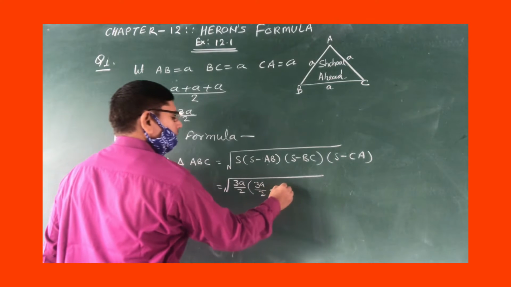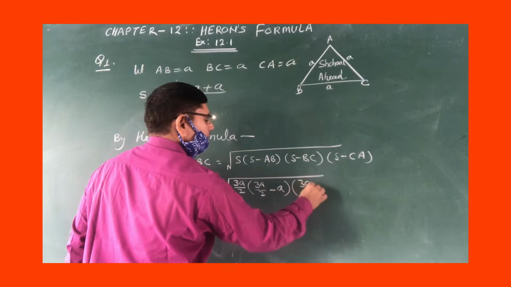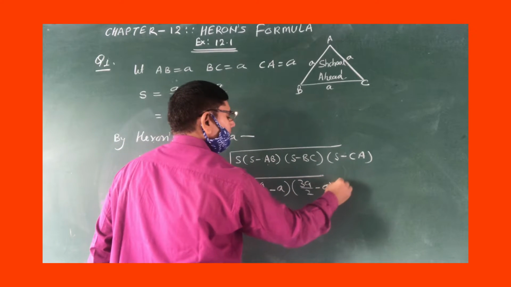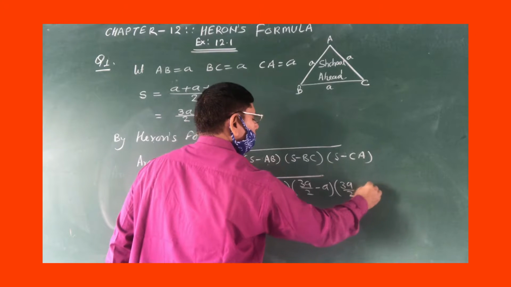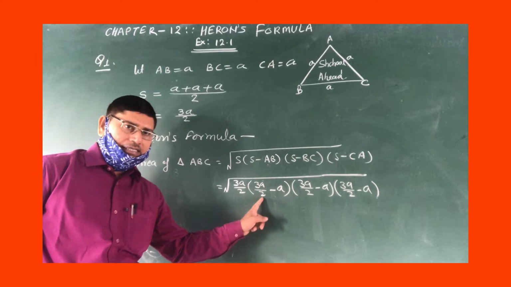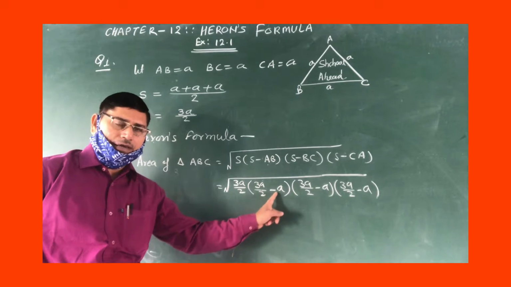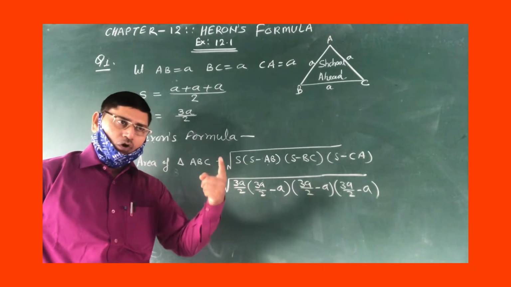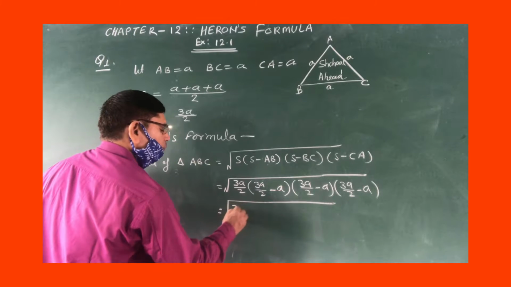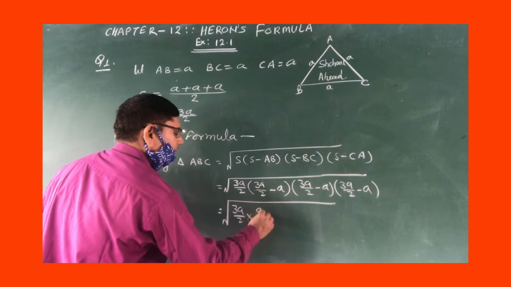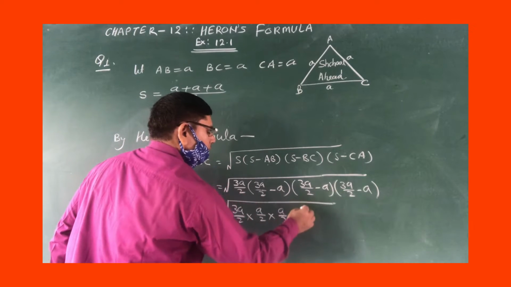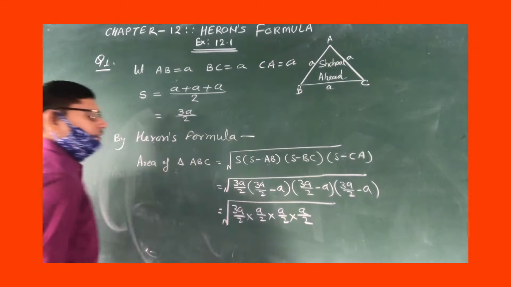So you will put here 3A by 2, and then 3A by 2 minus AB. AB means it is A. And once again 3A by 2 minus BC. BC means again A. And 3A by 2 minus CA is also A. So dear, if you take the LCM, it will come 2A. 3A minus 2A, only A. So you can write it in the next step as 3A by 2 into A by 2, again the same A by 2, and once again A by 2.